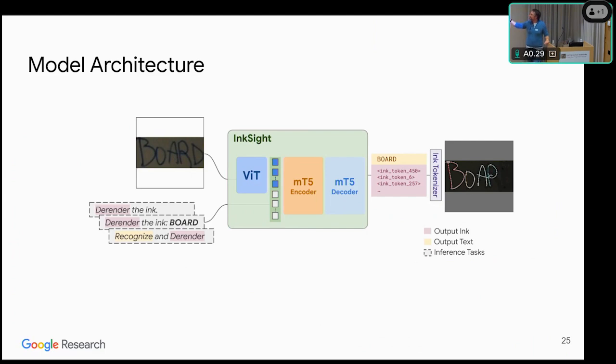So again, here the input is an image. We have a task: derender the ink, or derender the ink if I know what the text is, or recognize and derender. These are all the different tasks that are thrown in. Run the image part through the ViT, go through the encoder, decoder, get the ink tokens out, and then render them and get your text output.